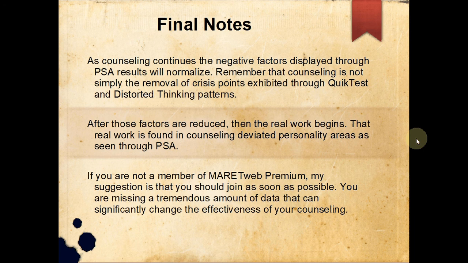As you continue counseling, the PSA results will normalize. Remember that counseling is not simply a removal of crisis points, the anxiety, depression, potential for self-harm. When those things are normalized, now it's time to really start counseling, because now you can work on the personality. When you start to get the distorted thinking under control and the client understands when they distort, now it's time to start working on the personality issues.